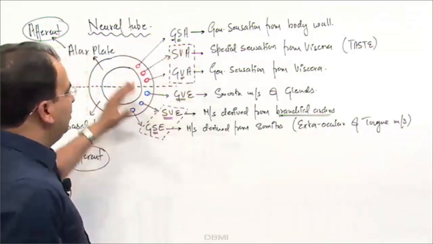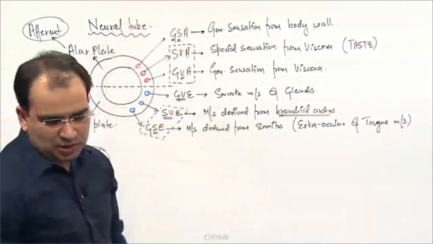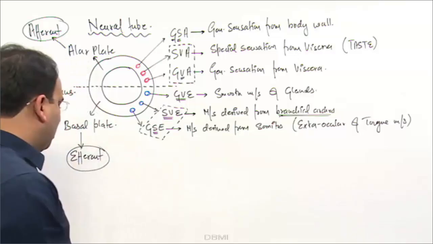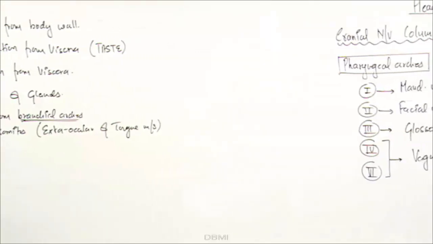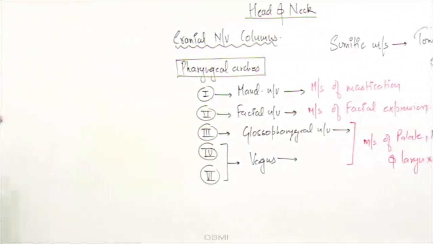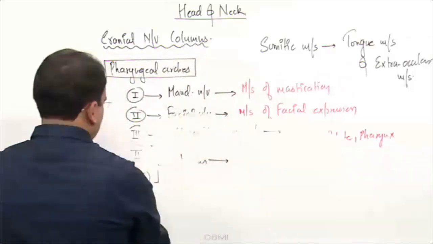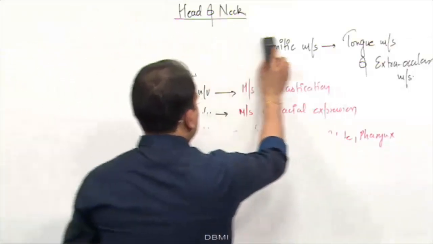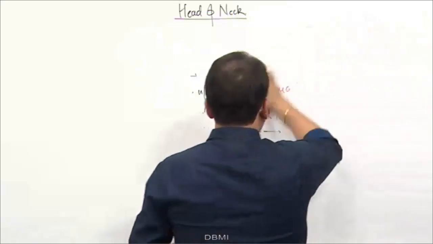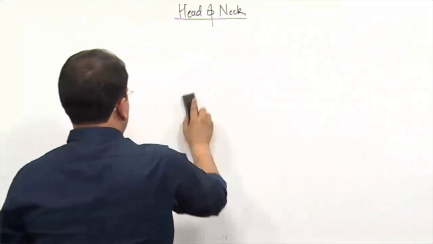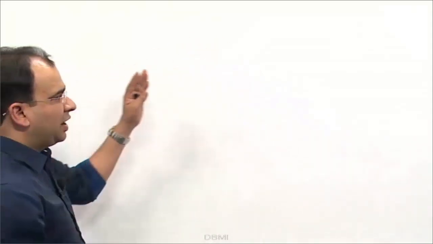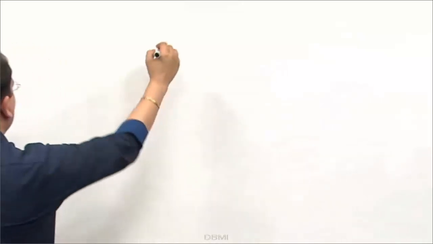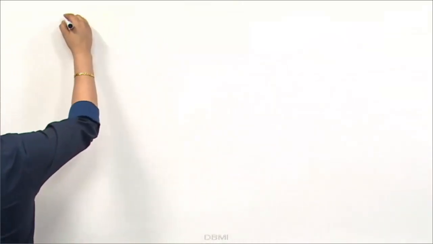Now let's put all these cranial nerve nuclei, or columns I should say, into the brainstem and see what nuclei will come under them. So I'm going to suggest you take a fresh page for this, and preferably horizontally. Now we're going to make a brainstem chart here and see what cranial nerve nuclei will come under these columns.